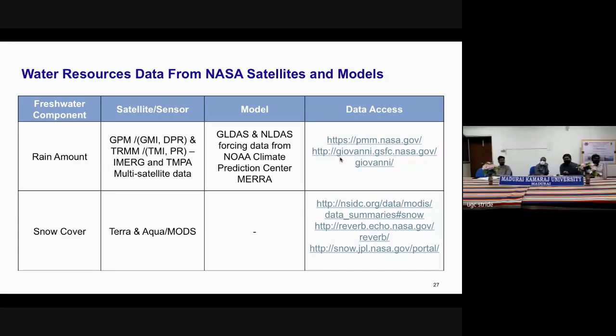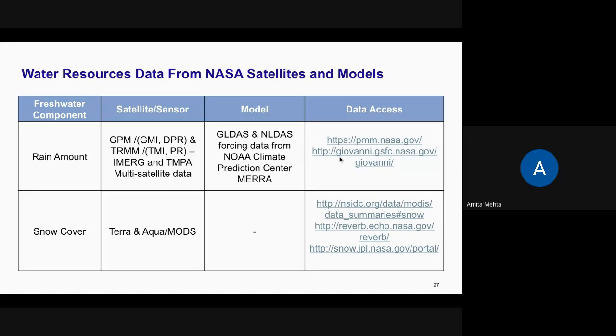Yes, ma'am. We have used Giovanni to access the precipitation data for local regions. Okay, that's great, because this is a great educational tool also. Students can explore various data sets. Without downloading, you can do an online analysis. So I would strongly recommend getting more familiarity with this particular tool, and I'll be happy to show a snapshot of it later on.